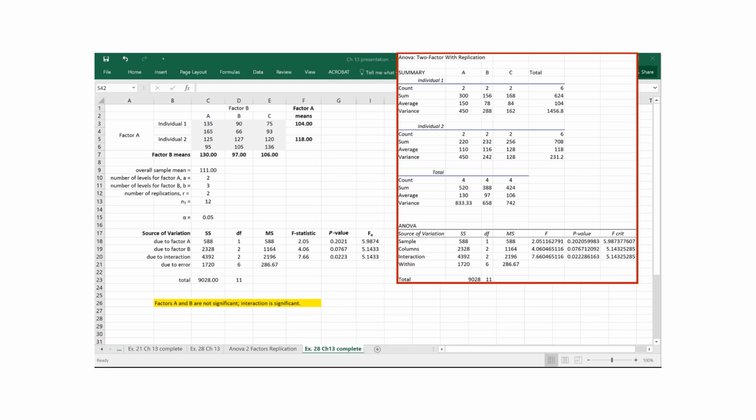We did add the interpretation or decision cells, and again here they're hidden on this screen. And that's it. I guess this ends the section on analysis of variance for factorial experiment, or two-factor analysis of variance with replication. And this also concludes our presentation on analysis of variance.